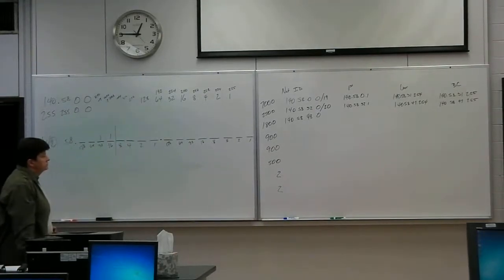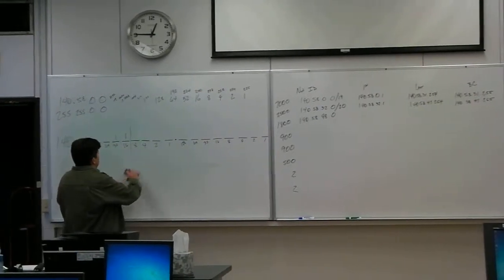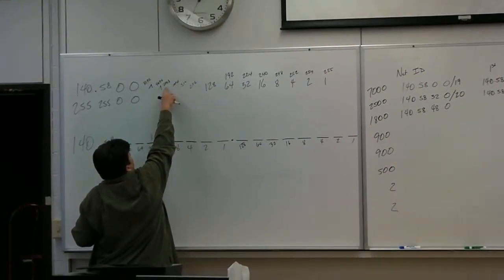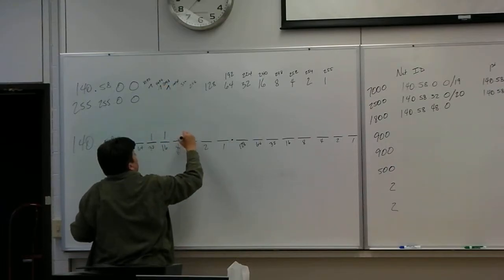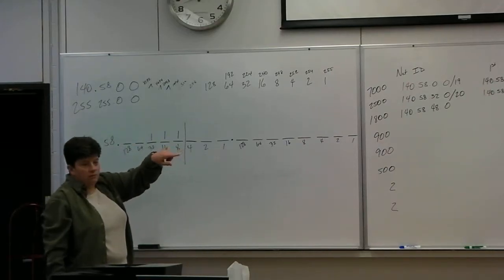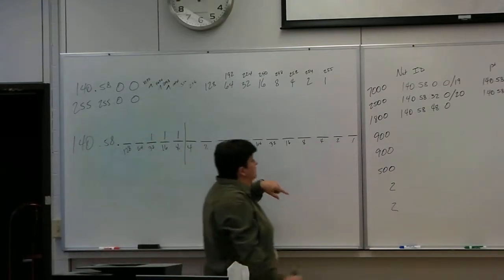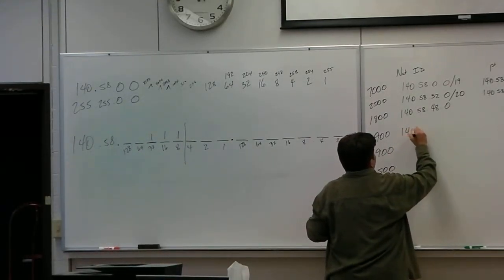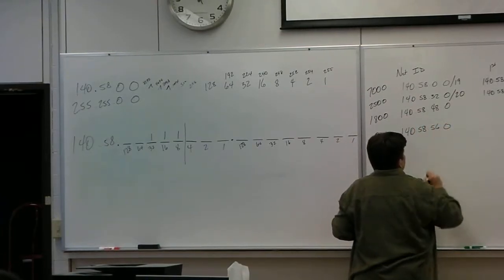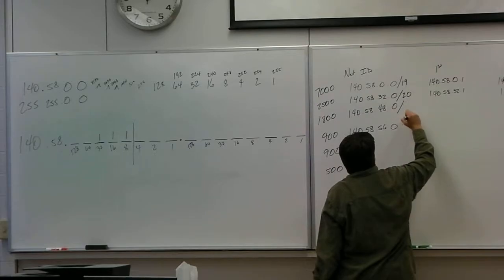Now, what do we do for 1800? Remember that? 1800 falls between 1024 and 2048. Draw my line again. Turn that bit on and add it to 48. Right? You with me? So this is going to be the start of the next network. And now I'm at a slash, what? Right.